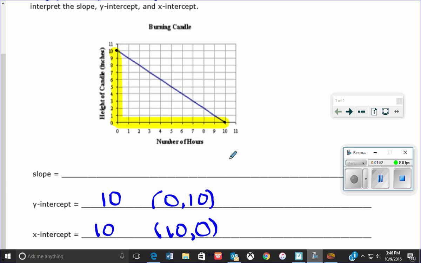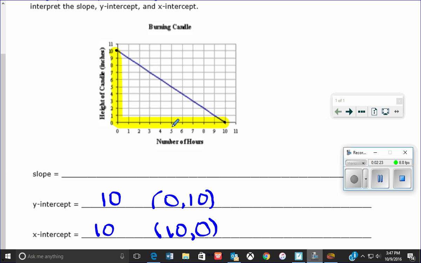Okay, so the slope of a line is the change in y over, or divided by, the change in x. So let's first look at our line. What kind of slope is this line? Well, the height of the candle is starting at 10, and as the time passes, what happens to the height of the candle? It's going down.